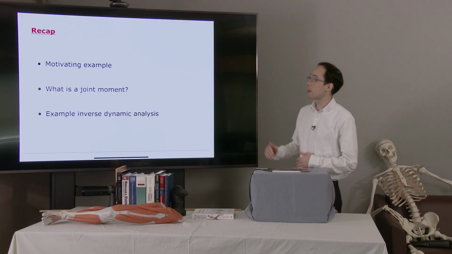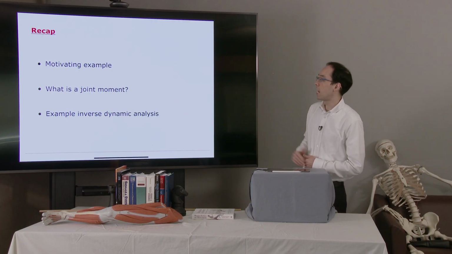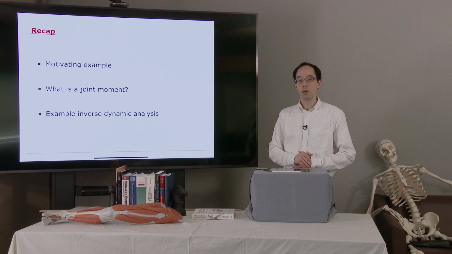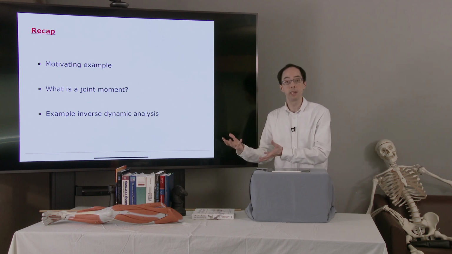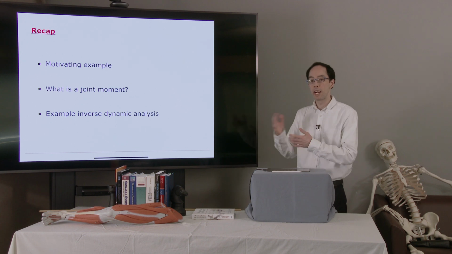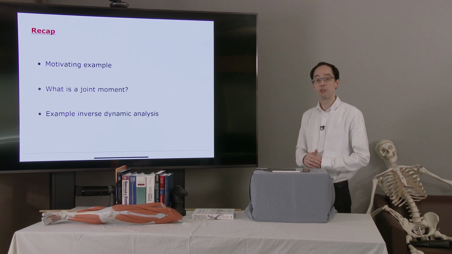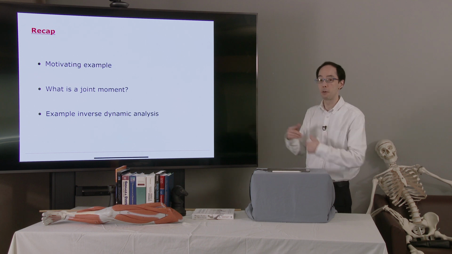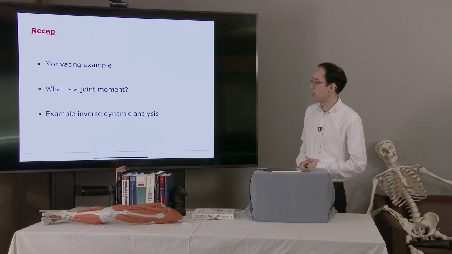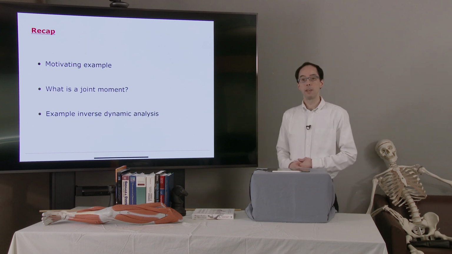So to recap, we started off with a motivating example, and we asked, what is a joint moment? We saw that all the biological forces are collapsed into an equivalent net force in the x and y direction and net joint moment. In Chapter 9, we'll do that in the reverse order. We'll decompose that and estimate the forces from the muscles. Finally, we walk through the solution procedure.